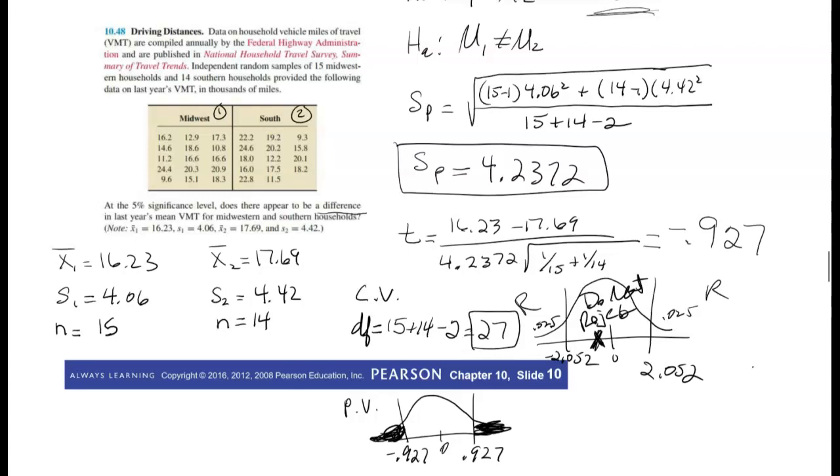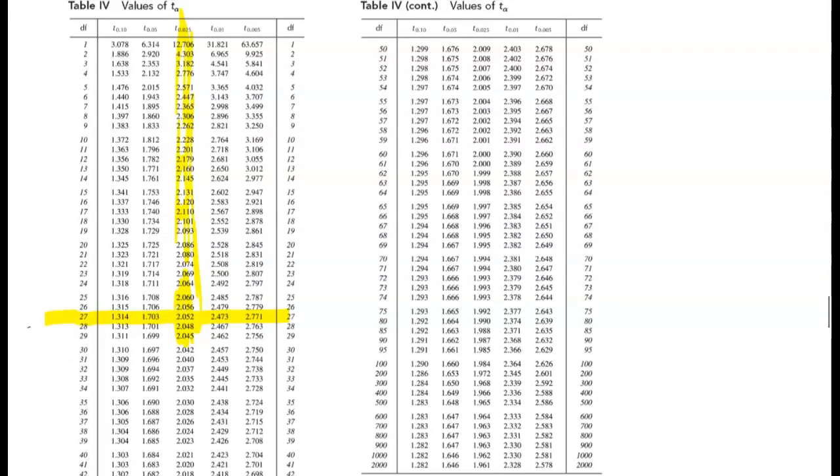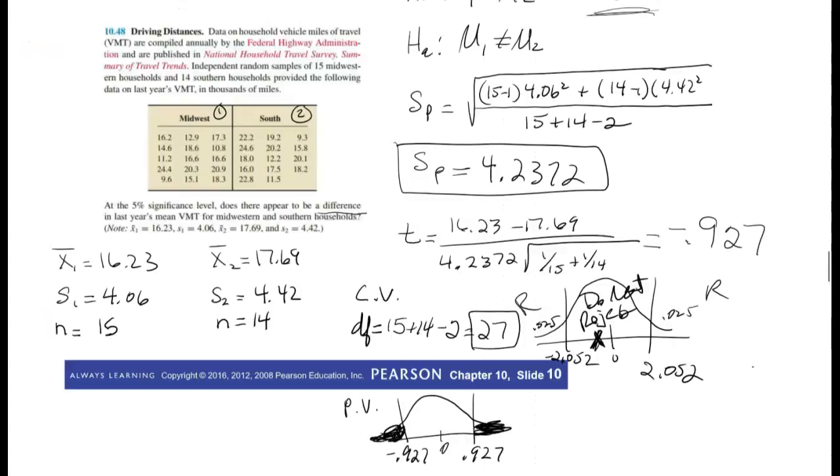But to do that, you still go to 27 degrees of freedom on your table. This time, we don't need that middle column. And then you try to determine, okay, where is 0.9? Well, 0.9 is clearly way off in this direction. And when you look at your areas, as you move in this direction, your areas increase. So the last area we have is 0.10.